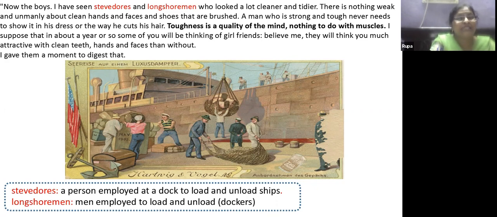He's bringing what he wants to say very close to the real life situation. What is he telling? In a year or so, what you will be thinking, children? He's talking to the boys and telling them they'll be thinking of having girlfriends. And do you know what kind of boyfriends girls want? Girls would prefer to have boys who are looking very attractive.